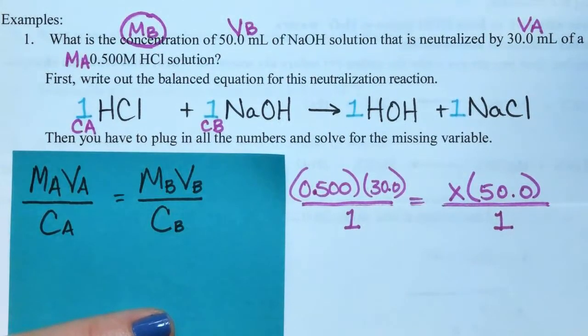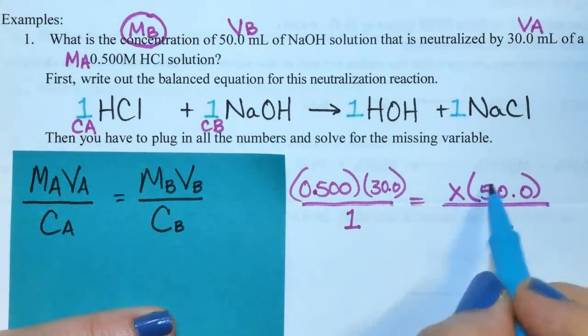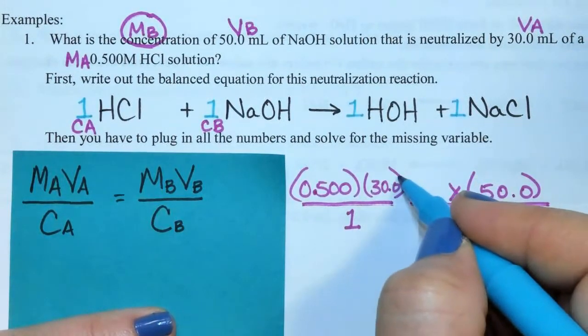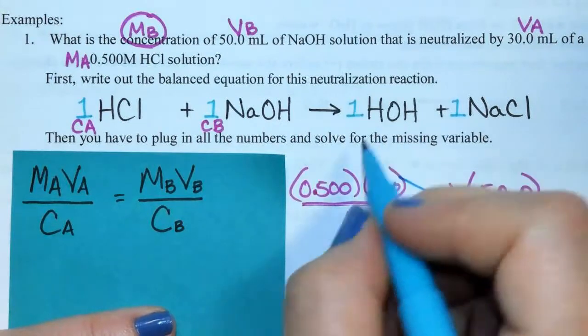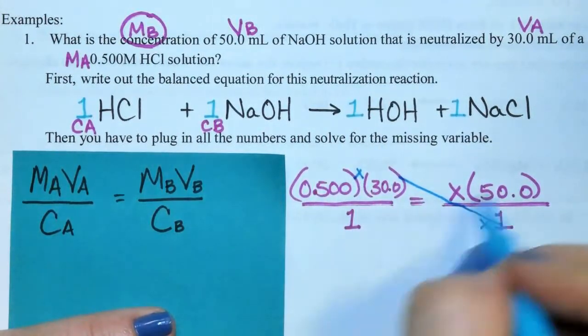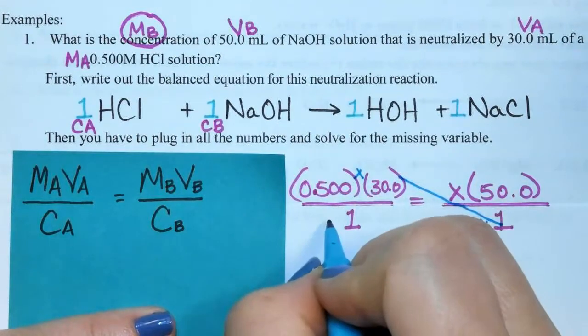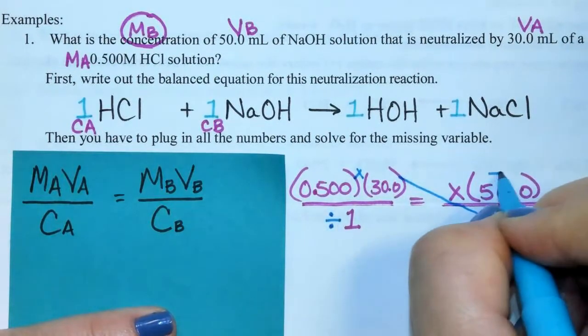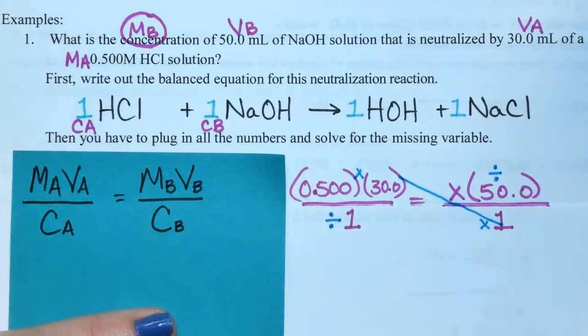And so now that we have our equation set up, we can solve it by cross multiplying. Don't start your cross with the X. We want to start our cross opposite the X. We're going to multiply 0.5 times 30 times 1. And then everything that's across with the X, we're going to divide by 1, divide by 50.